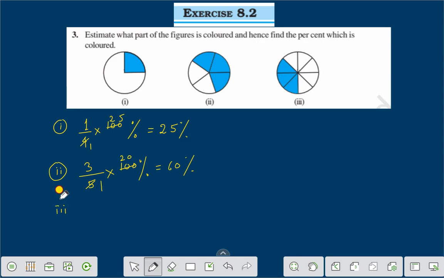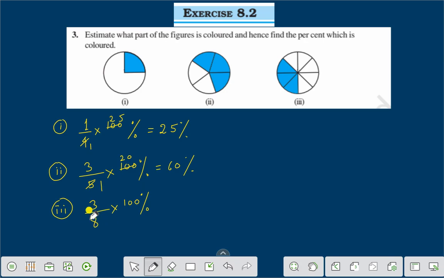Now question number 3. How many parts are colored? 1, 2, 3. 3 parts are colored and the total parts are 1, 2, 3, 4, 5, 6, 7, 8. That is 3 by 8. If you multiply with 100%, you will change it into percentage. That is 3 by 8 into 100%.